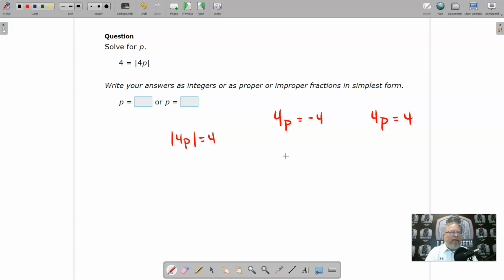And then divide both sides by 4. P equals -1. And over here divide by 4. P equals +1. So -1 and +1.